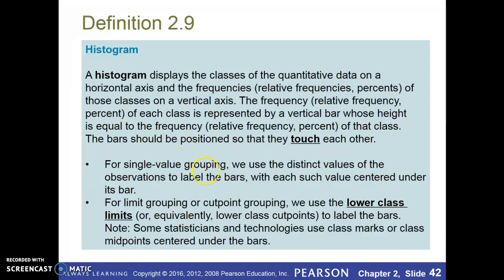For single value grouping, we use the distinct values of the observation. For limit grouping or cut point grouping, we use the lower class limit. And then the bars touch each other. That's different than in a bar graph, because in a bar graph we made them single bars where they didn't touch each other.